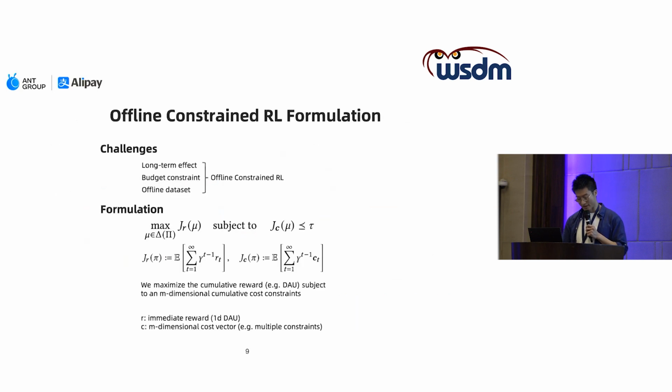After verifying the necessity of studying the long-term effect, these 3 challenges motivate us to reformulate the budget allocation problem as an offline constrained RL problem. Specifically, we use the short-term metric R and the short-term cost C to define the cumulative reward function GR and the cumulative cost function GC to take the long-term effect into consideration.